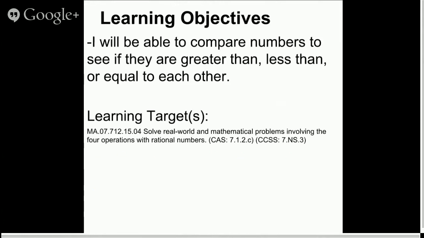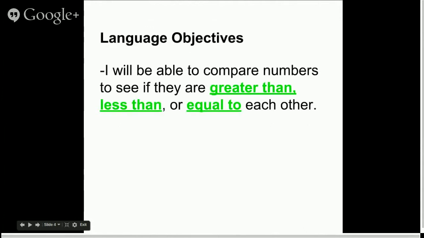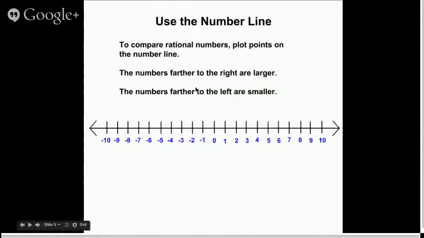Okay. We need to compare numbers to determine if they're greater than, less than, or equal to each other. So on a number line, numbers to the left are smaller, numbers to the right are bigger. For example, 10 is bigger than 2, but -10 is smaller than 2. So when you are trying to figure out which one's bigger, you got to think about a number line or think about money.